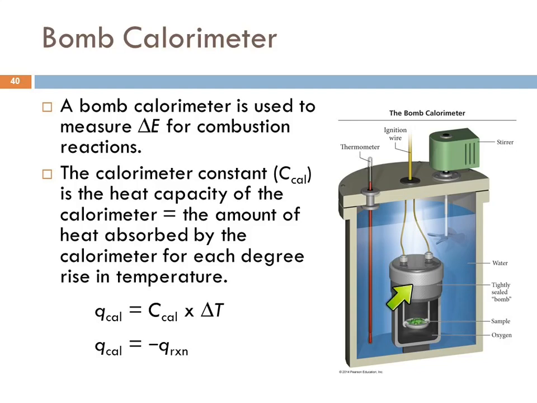Where's the heat going to go? Well, the heat's going to go through the bomb inside here, and it's going to go into the water, and the water will increase in temperature. We can measure the increase in temperature, and then we can calculate how much energy was given off. So the calorimeter constant is really the heat capacity of the calorimeter, the amount of heat absorbed by the calorimeter for each degree rise in temperature. And that's something that needs to be calculated experimentally. And you did that yesterday on your little cheapy calorimeters by just mixing hot and cold water. And then we're going to calculate today.